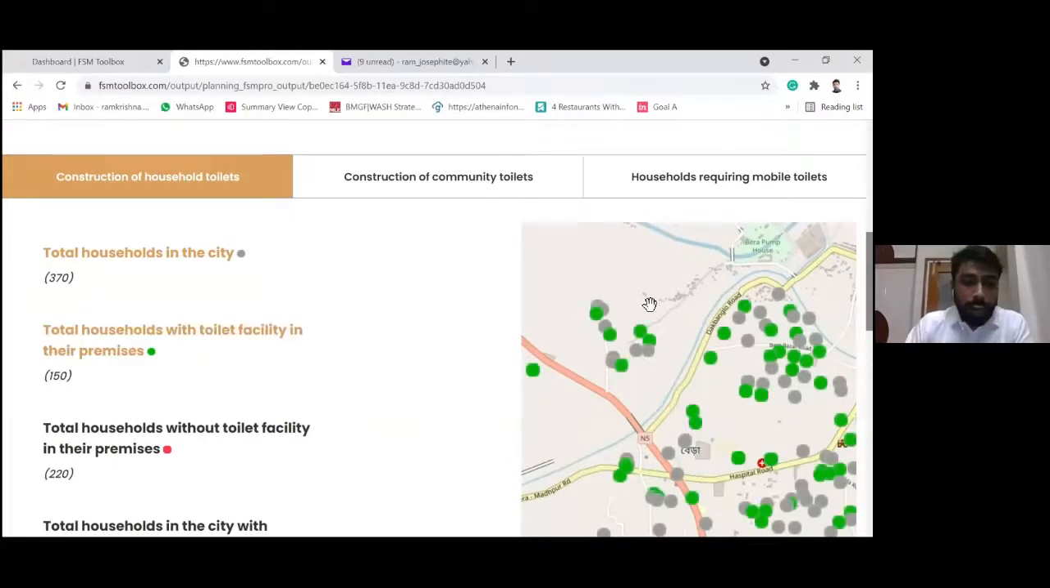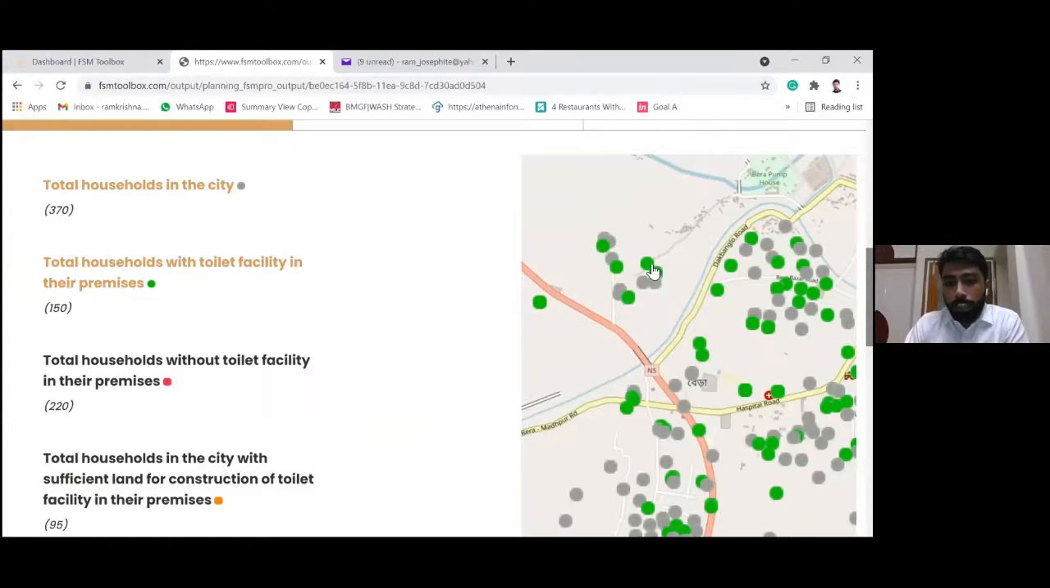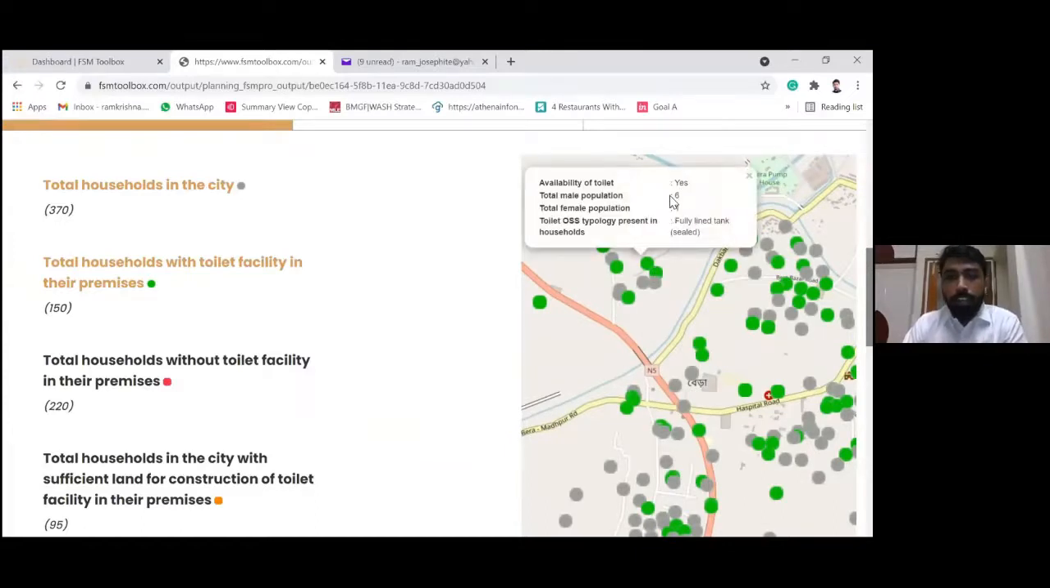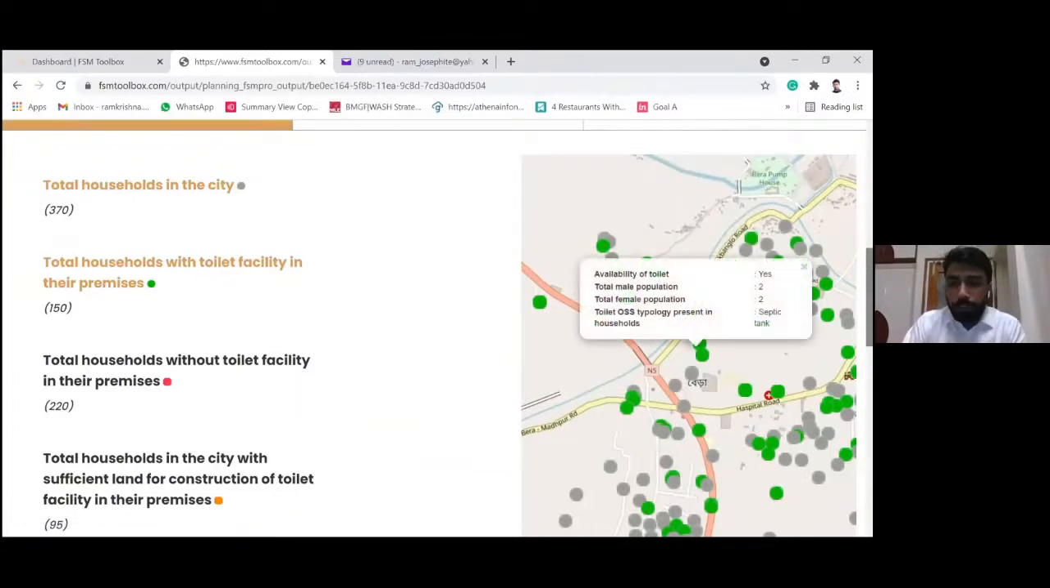Coming back to the platform, all of these are filters. Basically, these are all the households that you have surveyed in the city, and you want to understand the total households with toilet facilities in their premises. You can click on each household and understand the availability of a toilet, the total population, and the type of system, whether it's a fully lined tank, a septic tank, or a holding tank. You will get an option for those, and you can click it for all of them.